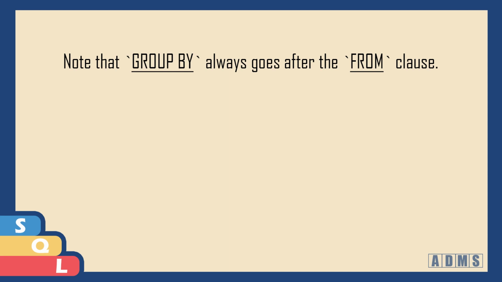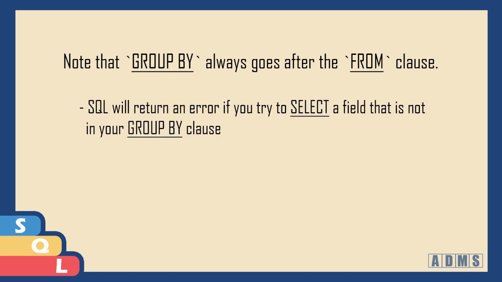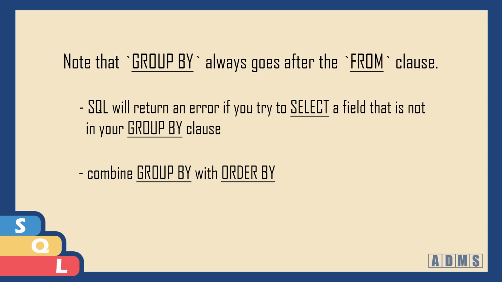Commonly, group by is used with aggregate functions like count or max. Note that group by always goes after the from clause. A word of warning. SQL will return an error if you try to select a field that is not in your group by clause without using it to calculate some kind of value about the entire group. Also note that you can combine group by with order by to group your results, calculate something about them, and then order your results.